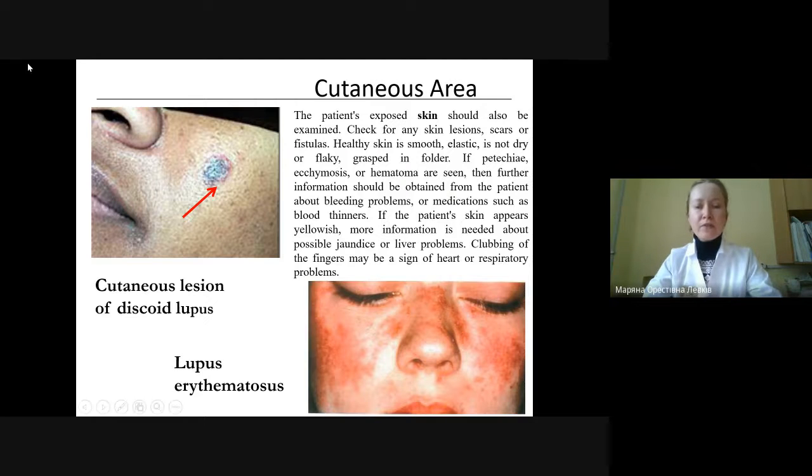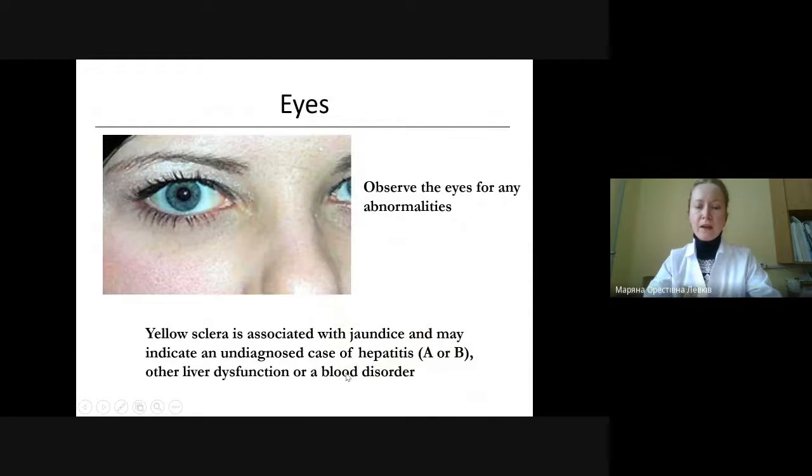And actually, here on these photos, you can see skin alterations, such as a cutaneous lesion of discoid lupus and erythema on the face due to lupus erythematosus. Eyes are another entity that should be inspected. Dentists should observe eyes for any abnormalities. Yellow sclera is associated with jaundice and may indicate an undiagnosed case of hepatitis A or B or other liver dysfunction or blood disorders.